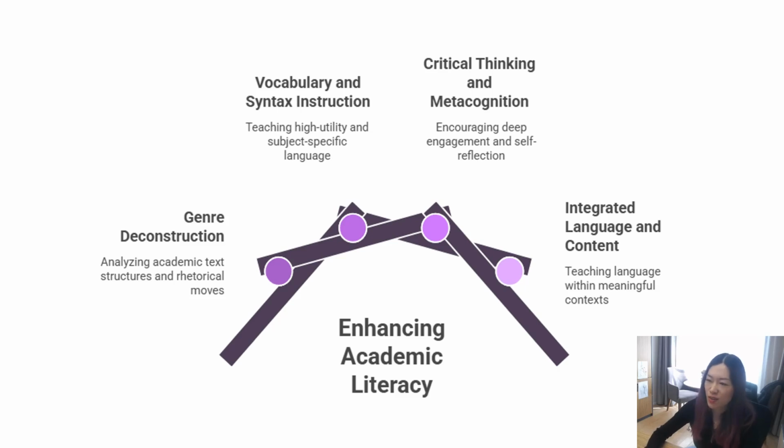The second would be explicit instruction of academic vocabulary and syntax. You can't expect students to absorb complex language implicitly; teach it directly, with a focus on Tier 2 vocabulary, the high-utility words that appear across disciplines, especially as we are in an era where interdisciplinary research is the way forward. And Tier 3, the lower-frequency subject-specific jargon.